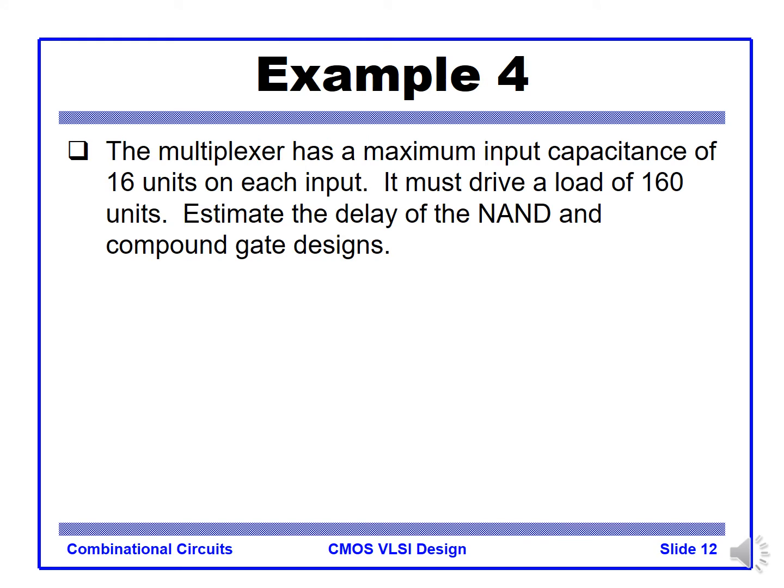Now let's look at another example. The multiplexer has a maximum input capacitance of 16 units on each input. It must drive a load of 160 unit cap. Let's estimate the delay of the NAND gate and the compound gate design. We will compare two design choices and see which one would be faster for the same input and output condition.